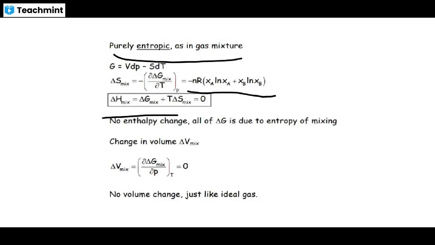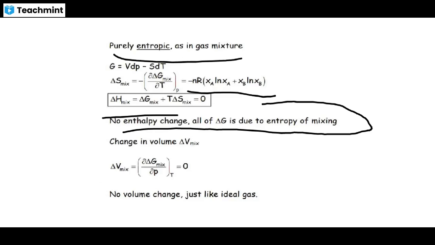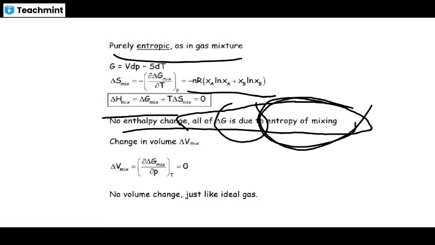So no enthalpy change. All is due to the entropy of mixing, because there is no interaction. No interaction means no enthalpy change. But the Gibbs free energy is negative only due to the entropy of mixing. There is also no change in volume, just like an ideal gas.